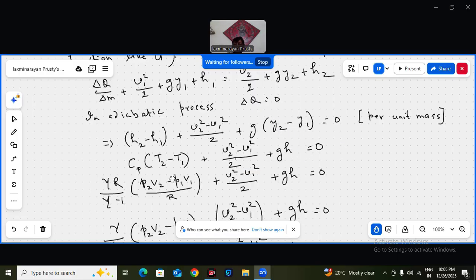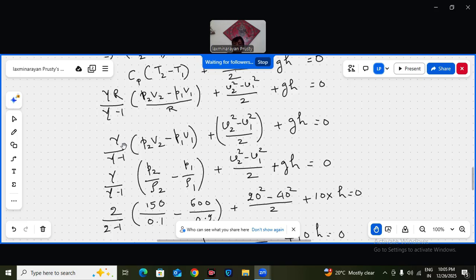But Cp is gamma R by gamma minus 1. T2 I can write as P2 V2 by R minus P1 V1 by R. These are volume per unit mass. So R cancels here, so gamma by gamma minus 1, and V2 is 1 by rho 2, V1 is 1 by rho 1, because volume per unit mass is 1 by density. So we get P2 by rho 2 minus P1 by rho 1, times gamma by gamma minus 1.